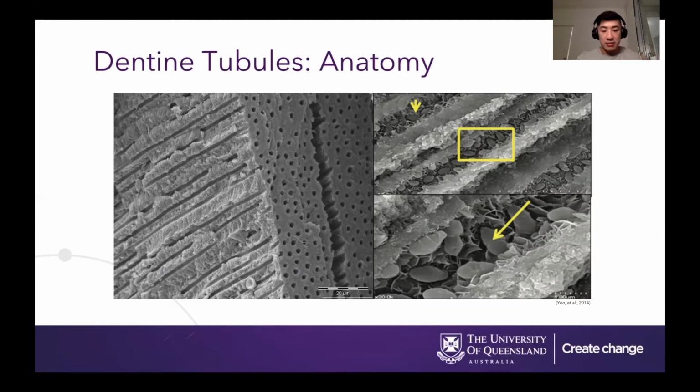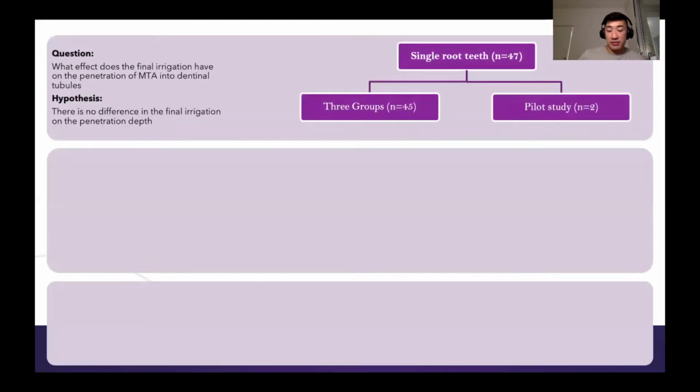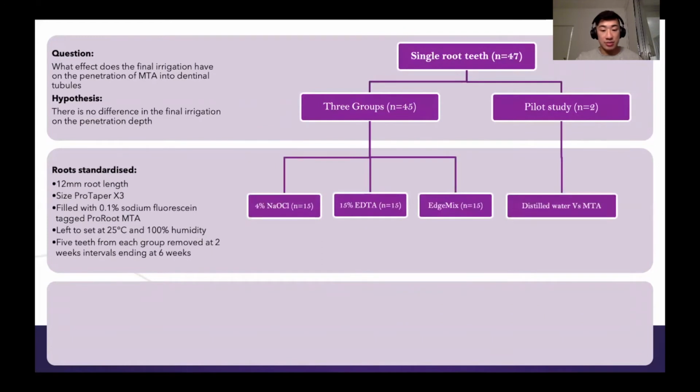We first began by collecting single-rooted human teeth. We kept two aside for a pilot study, and the other 45 were divided into three groups: sodium hypochlorite, EDTA, and H-mix, which is EDTA with chlorhexidine.